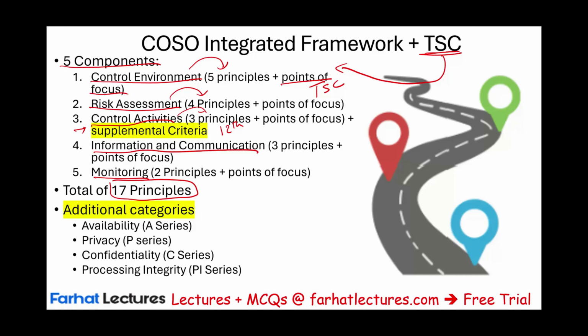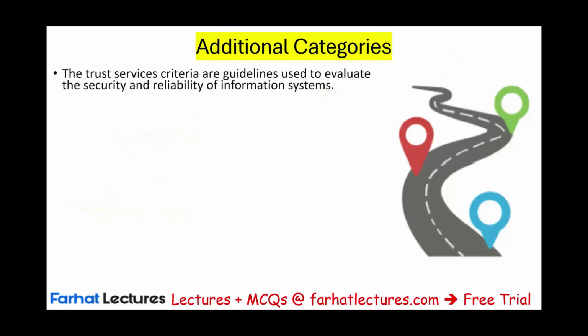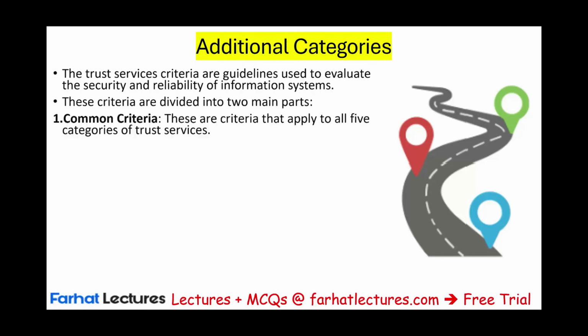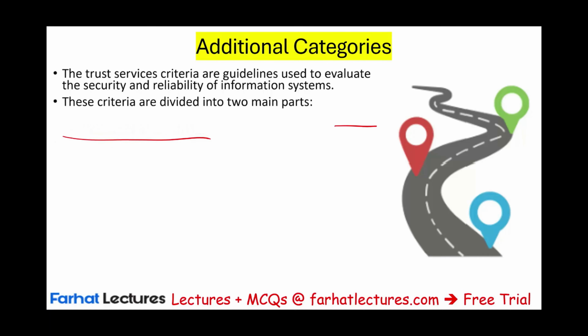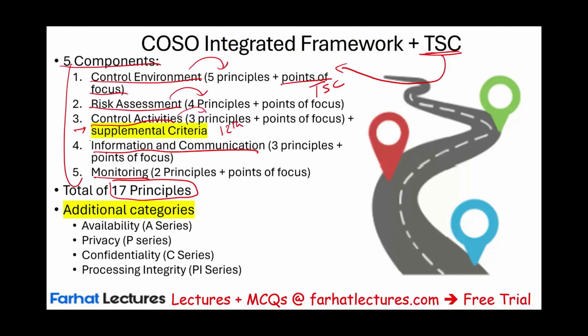In this session, we're going to go a step further because this is one component. The trust services criteria are guidelines used to evaluate the security criteria, but they are divided into 2 parts. The common criteria that apply to all 5 categories of trust services, which we looked at earlier, which are the COSO integrated framework. They are rules or standards that every category must meet regardless of their specific function. Now, in addition to those 5 components with their principles and points of focus, we have additional criteria for each trust service category except security, because security will have the common criteria for all.